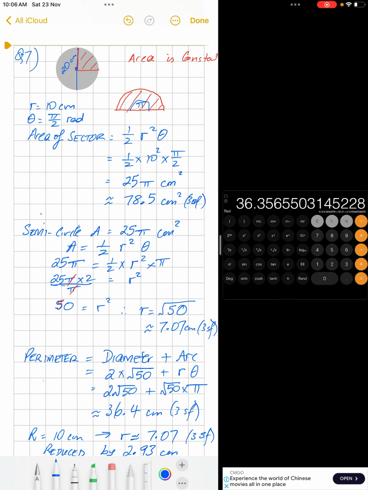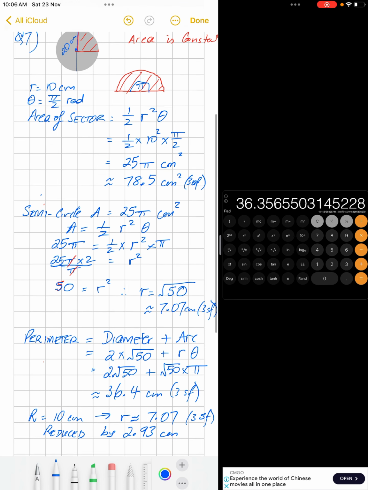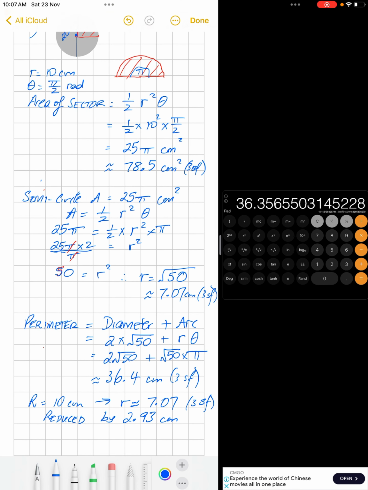If you want to do that as a rate of what it started out as, it finished at 7.07. You could do that as a rate if you like, as a percentage, but I'll just stop there.